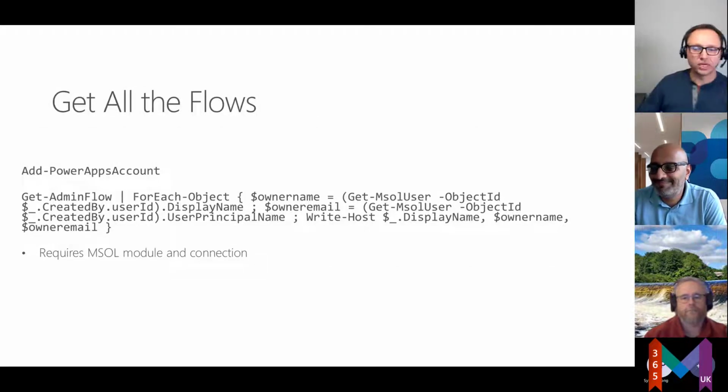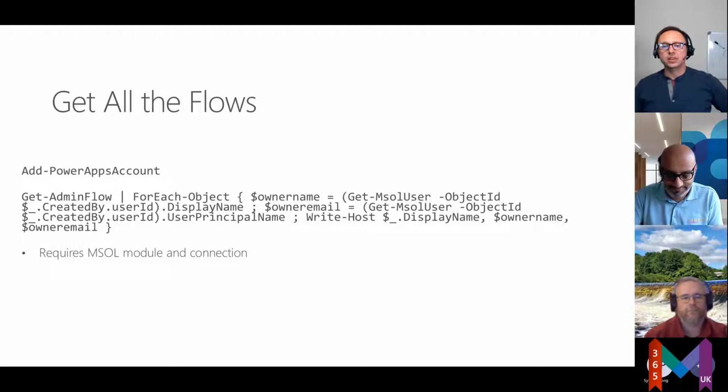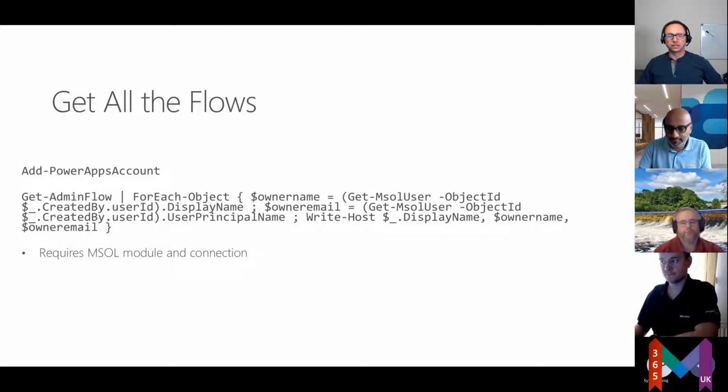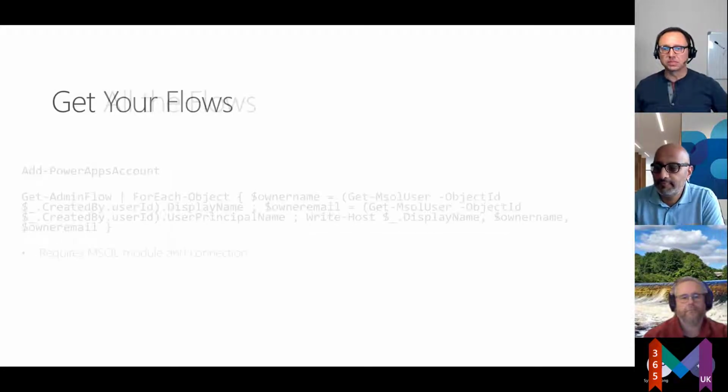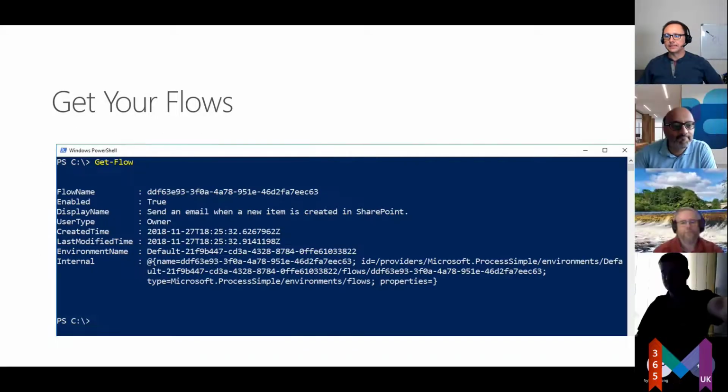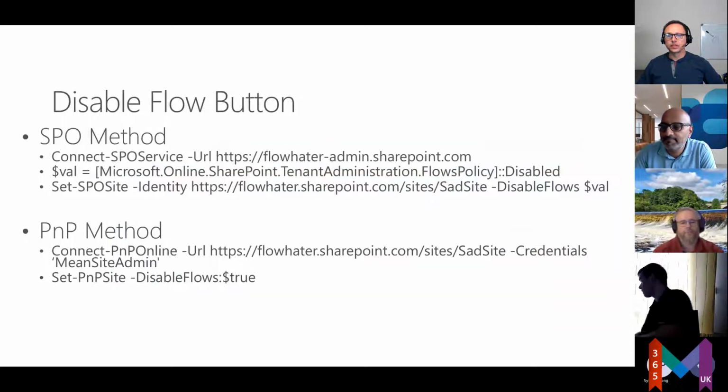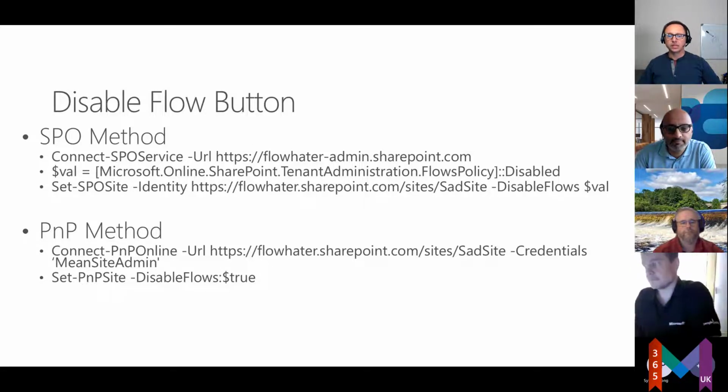I can't remember if the PNP PowerShell handles this better or not, but I wanted to show that the Power Apps and the Flow stuff's kind of cruddy for getting owners and things like that. I'll kind of gloss past that. I think PNP does this better now. This is one I had to do for a customer and I cried. They wanted to disable the Flow button. So I basically just showed if you do it with SPO, it's horrible and 74 lines and your fingers hurt. Or if you do it with PNP, it's 1 line and you're golden.